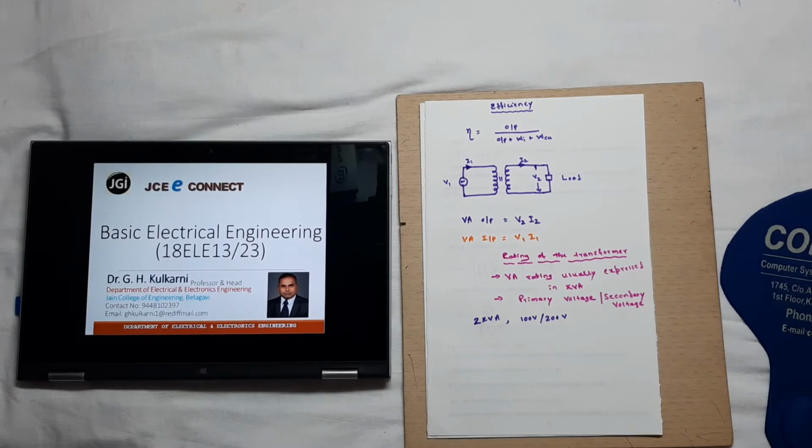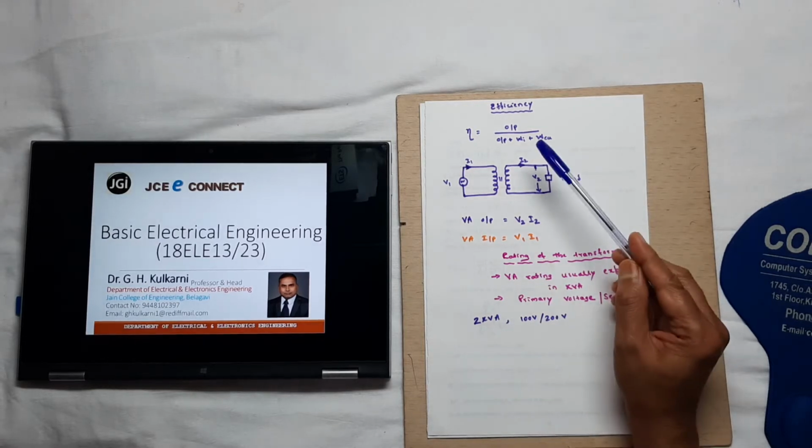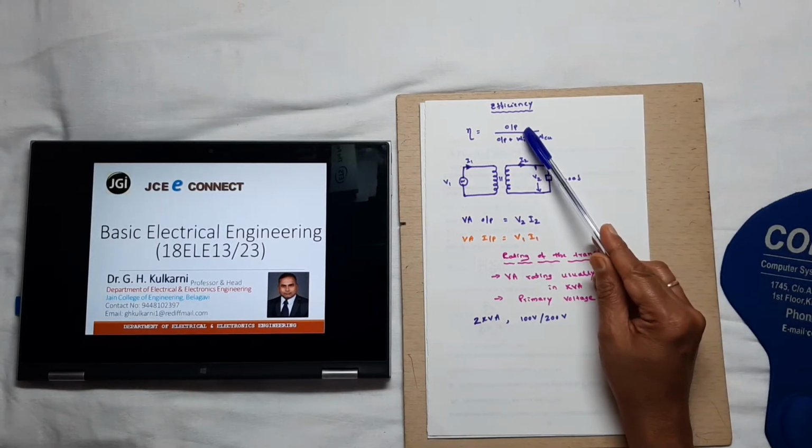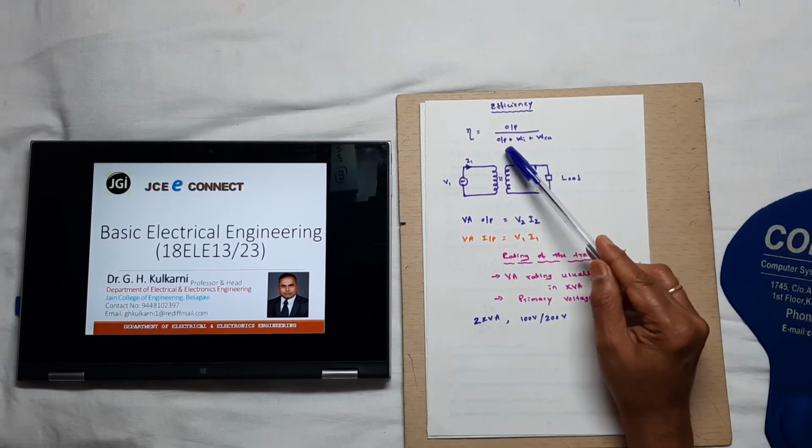Today we'll find the condition for maximum efficiency of the transformer. Before establishing the condition for the maximum efficiency, just recall once again what we mean by efficiency. In the last class we discussed that the efficiency is a ratio of output divided by input.